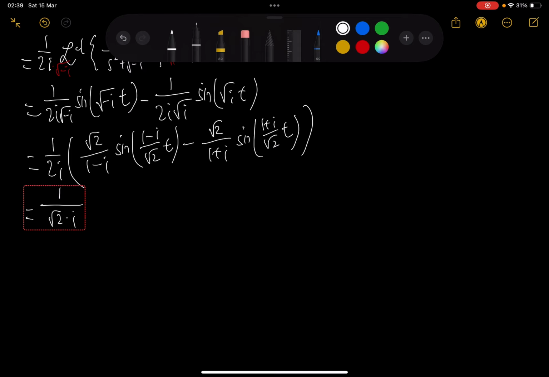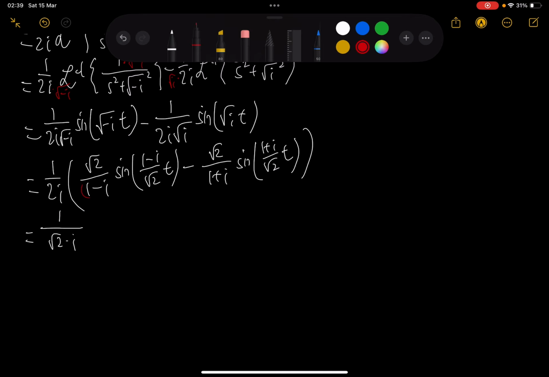And then here, I'm going to multiply by the conjugate. 1 minus i and then 1 plus i, you can see. I'm going to multiply with the conjugate. Remember to put the parentheses and then multiply by parentheses (1 plus i) on the top and bottom.